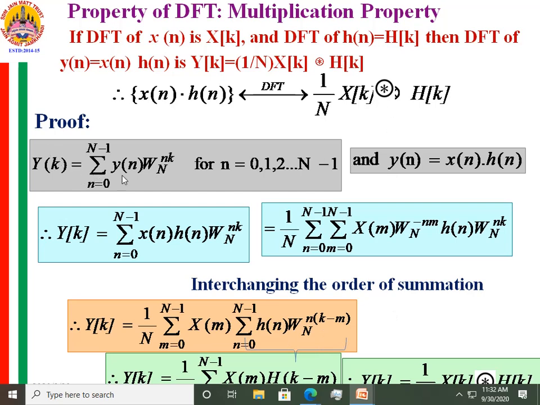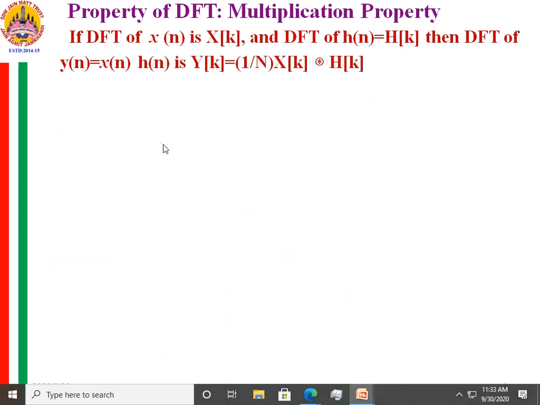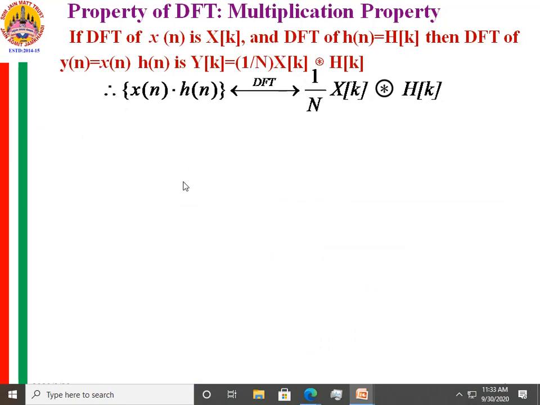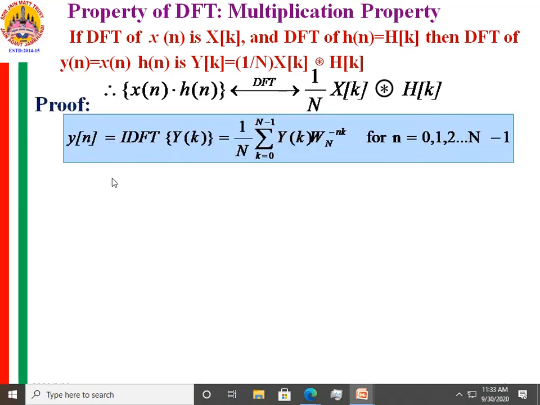Here I have started with the definition of DFT. You can also start with the definition of IDFT to prove this property, the way we have proved the convolution property. That alternative proof I will give you in the next slide. So just concentrate here. The same property I am proving here again with the IDFT equation.